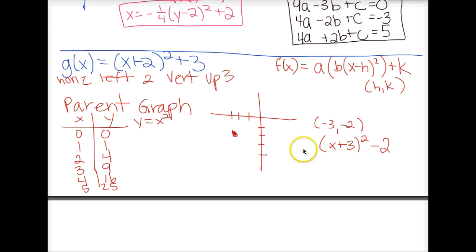And then to see if I need anything in front, all I need to do is look at the width. So I look at the graph that I'm given. Normally on the parent graph, I would go right 1 and up 1. I went right 1, up 1. Then I would go right 2, up 4. The other 2 points on the graph are right 2 and up 4. So the graph that they gave you is the same width as the parent, which means that your A value is 1, which is why there's no number in front there. So it's just h of x equals x plus 3 squared minus 2.